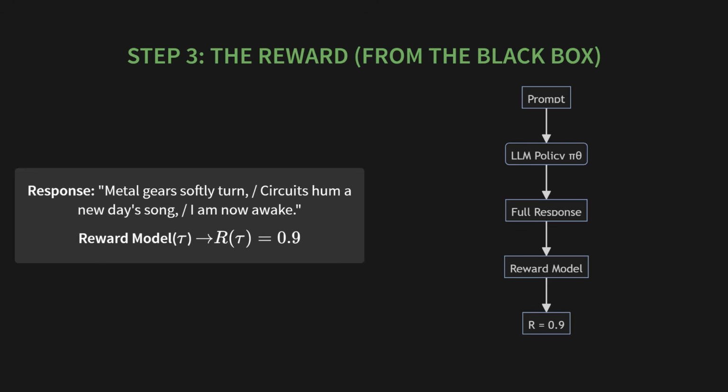Step 3, the reward. Now we take this complete response, "metal gears softly turn, circuits hum a new day's song, I am now awake", and we pass it to our black box, the reward model. Think of it as an AI poetry judge. It reads the whole thing and gives it a score. And it gives it a score of 0.9, a pretty good score.